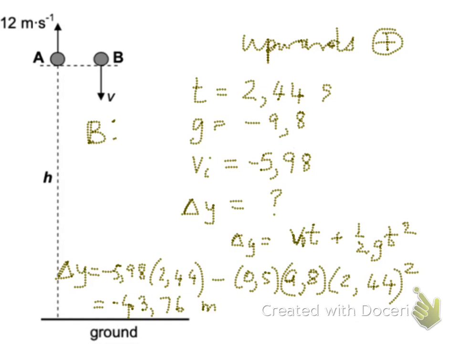We could use other methods, but that's the easiest one that we can use. Okay, we could also use stone A as it returns. So we can work out the total distance that it travels up and down to its original point and then to the ground. We can also do that, but it's easier to just work with stone B. They could also have asked you what the velocity of stone B would be, the final velocity of stone B, and that could also be worked out.